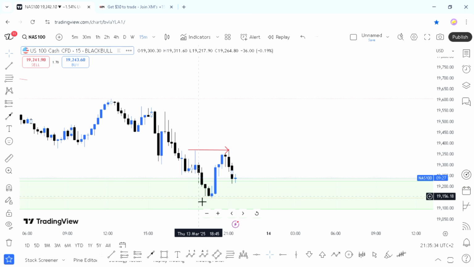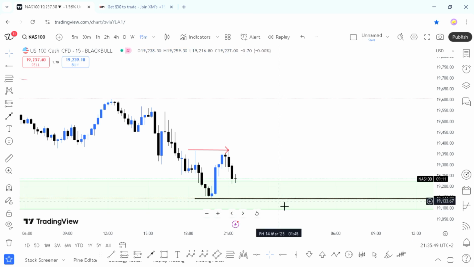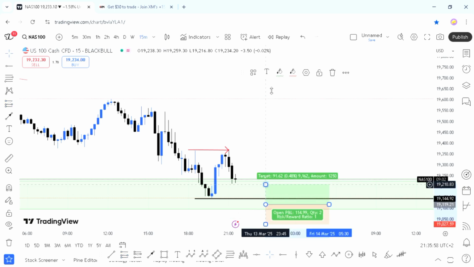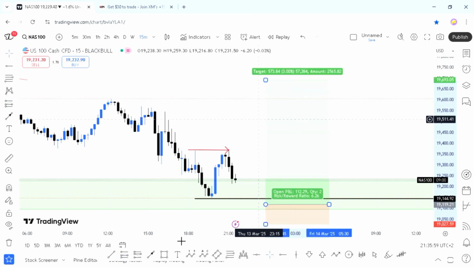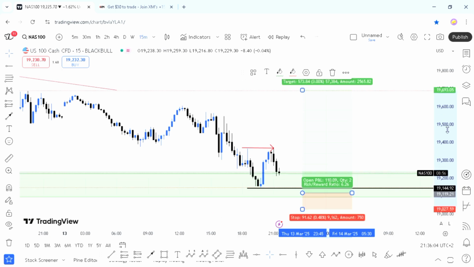So my stop loss is going to be below that zone. That's where my stop loss is going to be. The first TP will be the first higher high on the higher time frame, and then if we take that higher high which was created before we had a pullback, the second TP is going to be the following higher high.